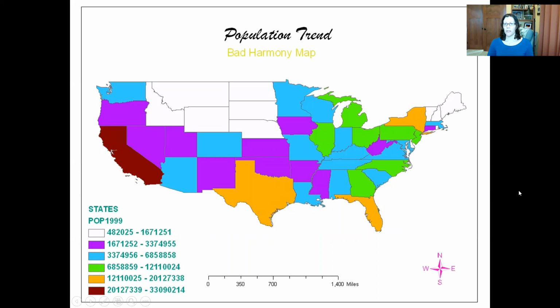So here's an example of a map where the folks who designed it have labeled it as having bad harmony, so poor color choices. I want you to look at that and maybe pause this video for a second and think about why we would label this as having poor color choices and what you might do to improve that.